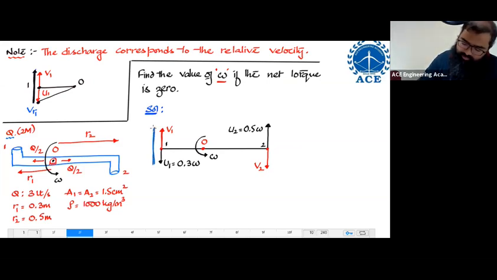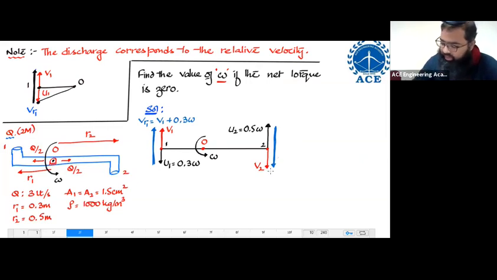Show the arrow. Wherever you are seeing V, in that direction you show the arrow. So V over here, I'm showing the arrow over here. Now, this is relative velocity. Let us write, this is relative velocity, VR1. What is the value of VR1 equal to? I told you, when they are opposite, just add them. They are opposite over here. That is V1 plus 0.3 omega.